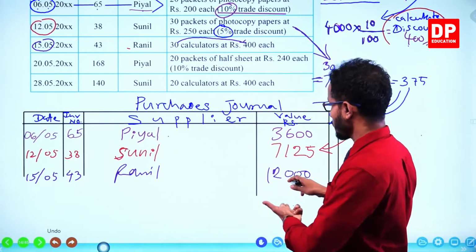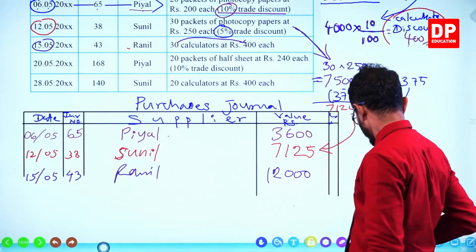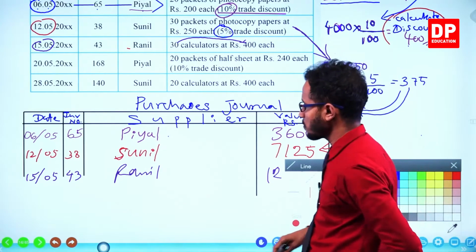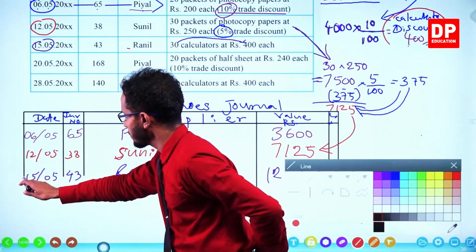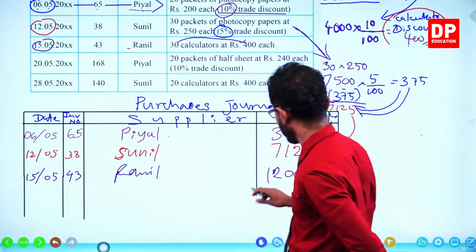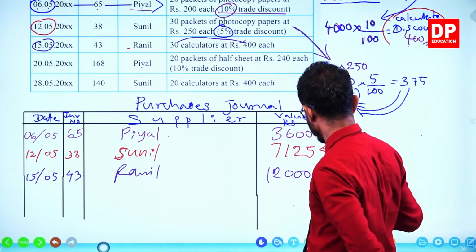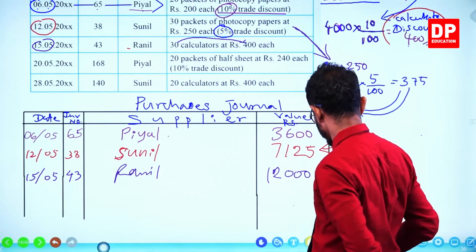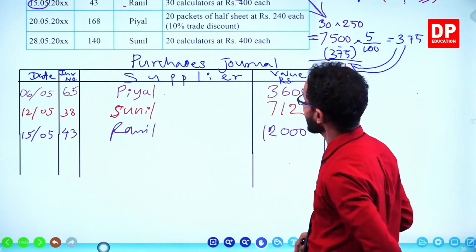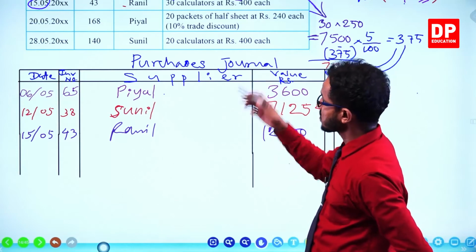Okay, 12,000. And looks like we are going to need some more space, right? More space, children. Extending the lines a little bit. And we are done with Ranil's transaction.